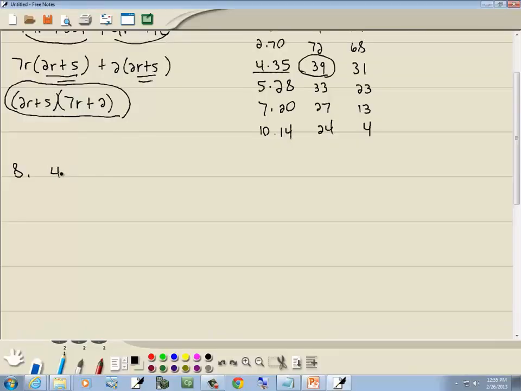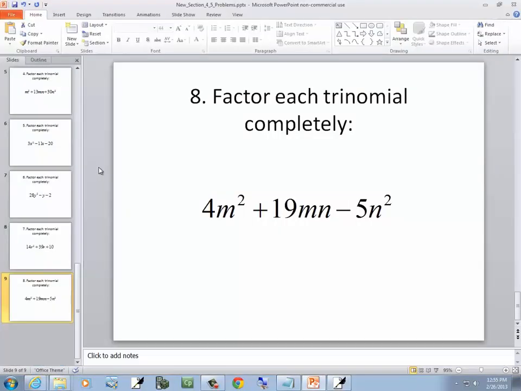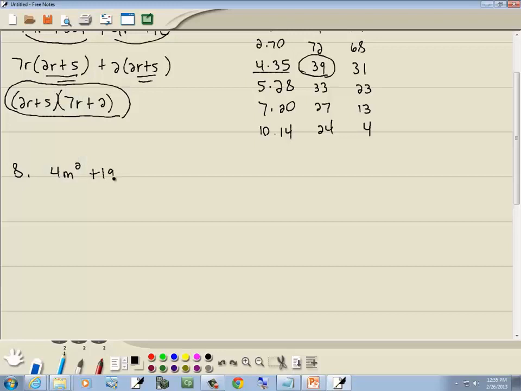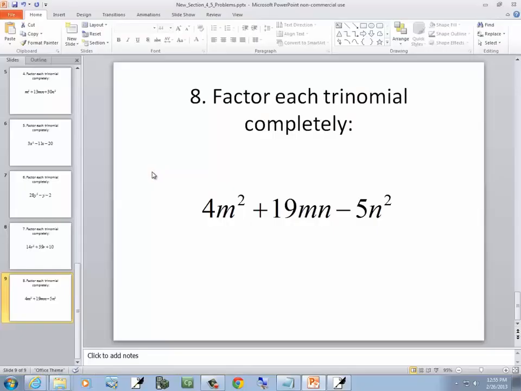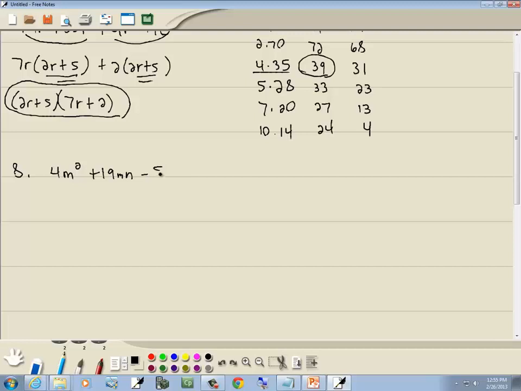Here we got 4m squared plus 19mn minus 5n squared. Okay, first method is GCF. Now look at all three terms, they don't have anything in common. Grouping is for four terms. That doesn't fit. PSD doesn't fit. Key number, though. Let's take a look at that.